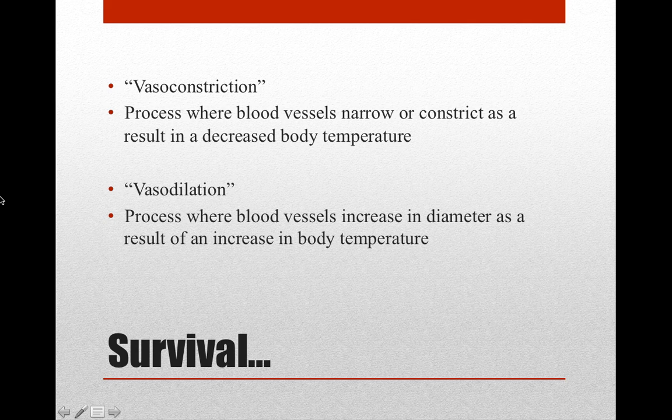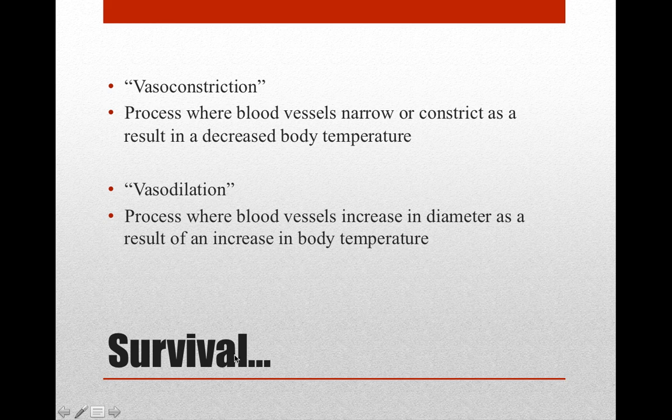Okay, so we've got vasoconstriction and vasodilation. Without even going any further, you go, hang on, vasoconstriction. Again, you break down that term. Constrict. If you constrict something, what do you do? Right, you make it, I guess, harder, tighter, all right, narrower. So that's the process where blood vessels narrow or constrict as a result of a decreased body temperature. Whereas vasodilation, dilation, diameter increase.